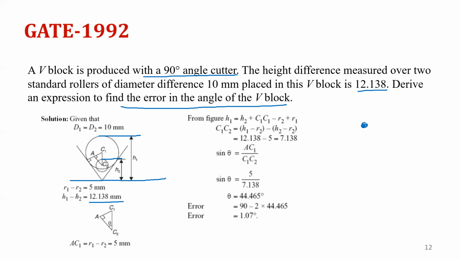This is the center of the bigger roller and this is the center of the smaller roller. This is the center distance between the two rollers. In order to find the angle, this is theta by 2. Let us drop a perpendicular, and then draw a line from this roller parallel to this. This line and this line should be parallel.